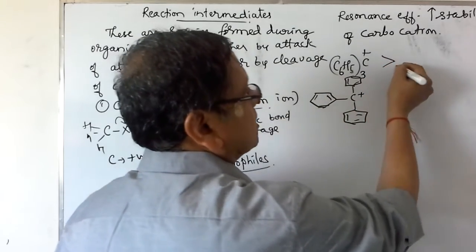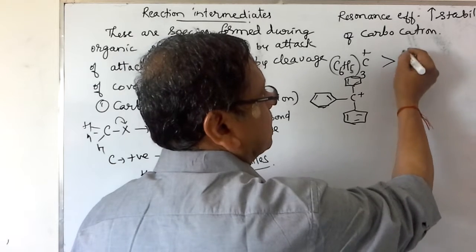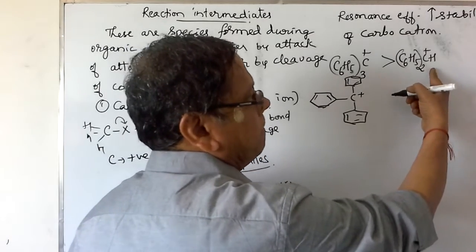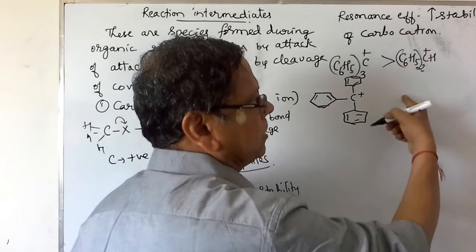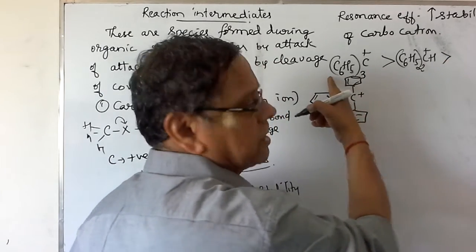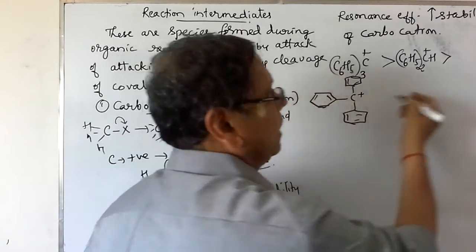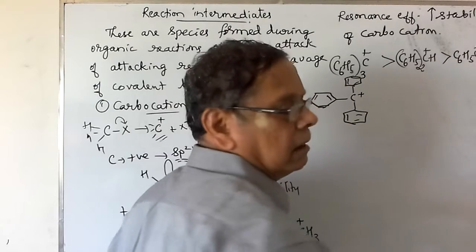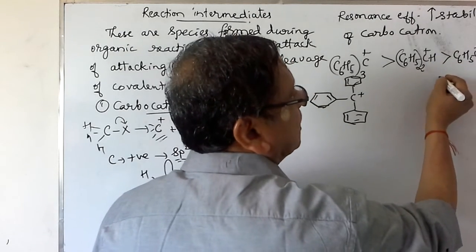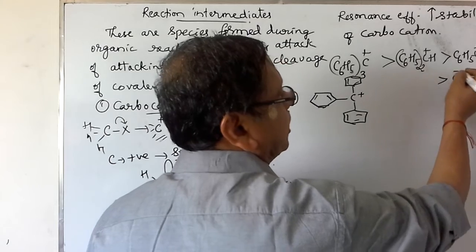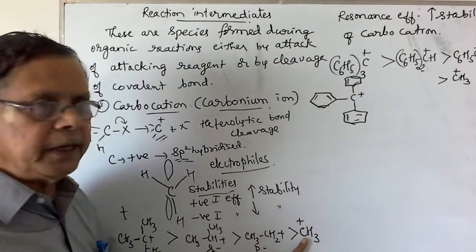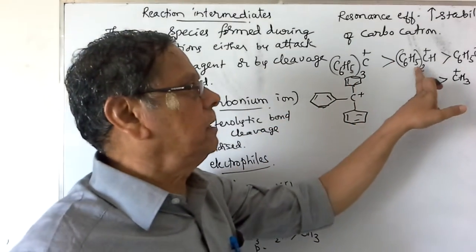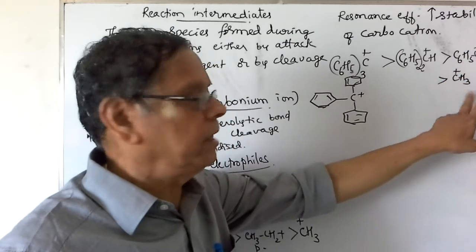So comparing to this one, it is (C6H5)2CH+. That is diphenyl methyl. Only two benzene rings will be present for the resonance. That's why it is less stable as compared to triphenyl methyl, which in turn is more stable than benzyl carbocation, which in turn is more stable as compared to methyl carbocation. Again, when you compare methyl with phenyl rings, triphenyl is more than diphenyl, more than benzyl, more than methyl.